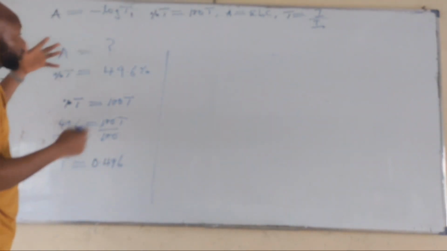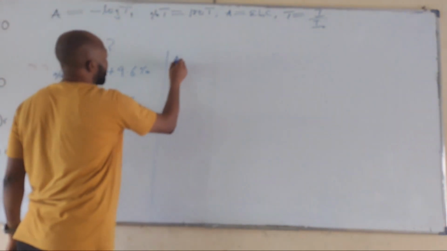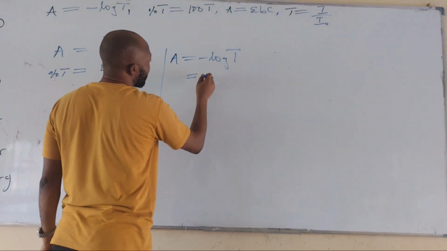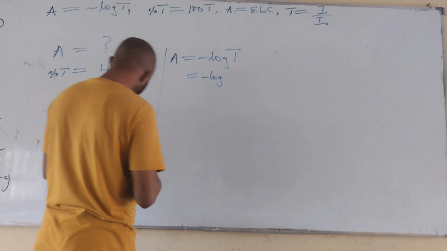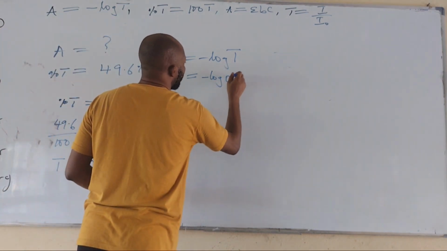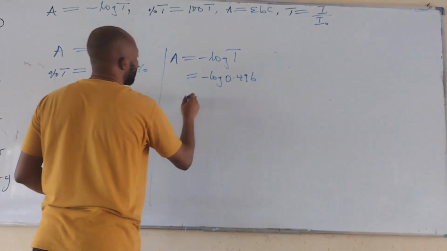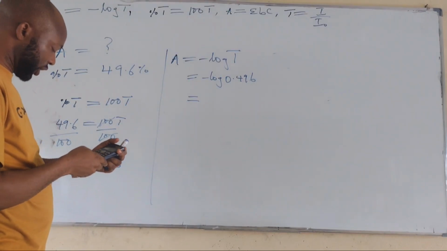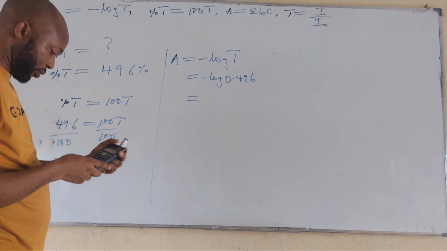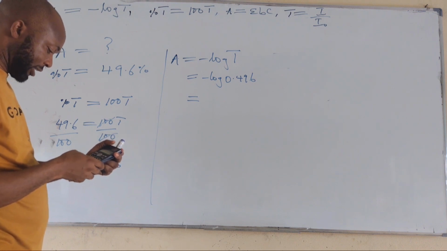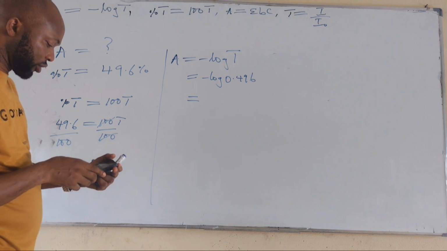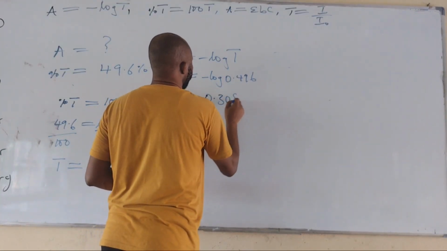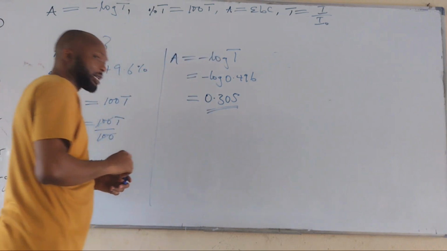So if this is now our transmittance, what is our absorbance? We have to get absorbance, which they asked us initially. Absorbance is equal to minus log of transmittance, and this is equal to minus log of 0.496. That gives us 0.35, to three significant figures. That is our answer.